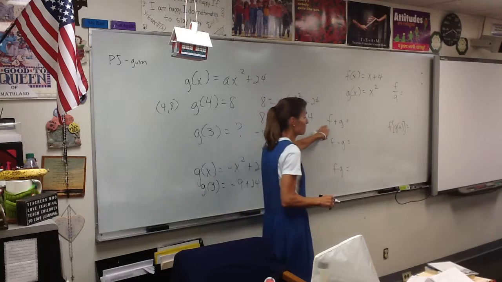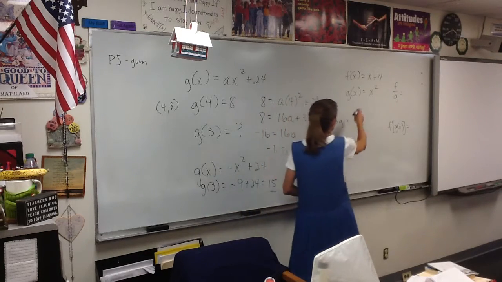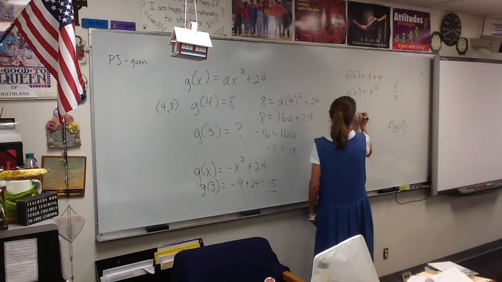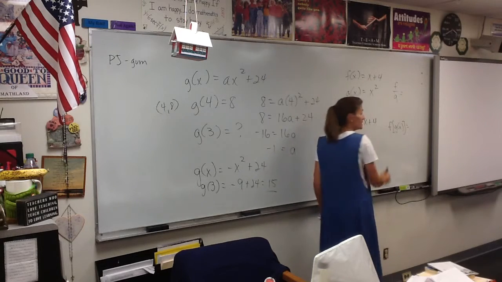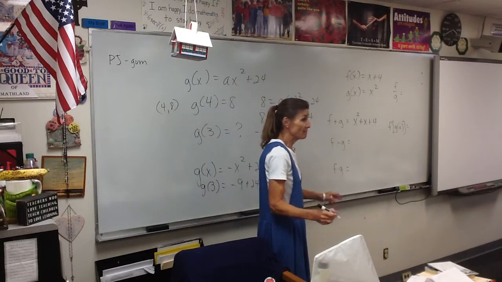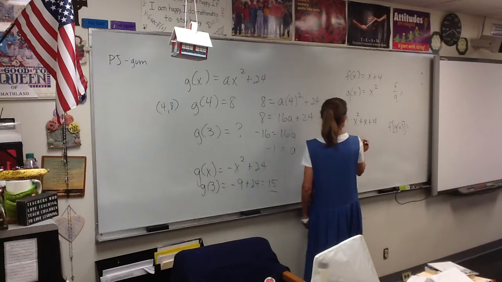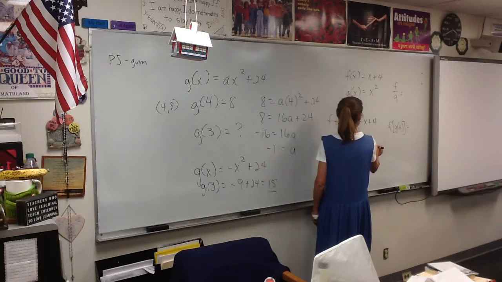What would f plus g be? Do not make this hard, this is so easy. F plus g would be what? X squared plus x plus 4. I'll put it in descending order. F plus g just means add them. How about f minus g? X plus 4 minus x squared.